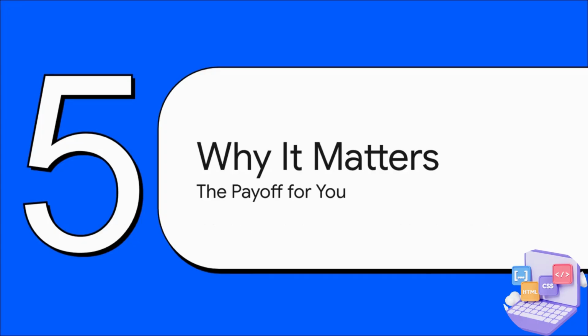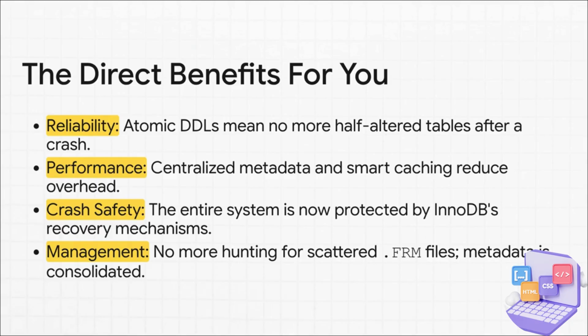All right, we have gone super deep into the weeds here, so let's pull back up. After all this technical talk about logs and caches and dictionaries, what does it all mean? What's the actual real-world payoff for you, the developer or the DBA? Okay, number one, reliability. It's huge. Atomic DDLs mean you can finally trust your schema changes to either work completely or not at all. Two, performance. Getting rid of all that file system overhead and using smart caches makes things faster. Three, total crash safety. Your metadata is now just as safe as your data.